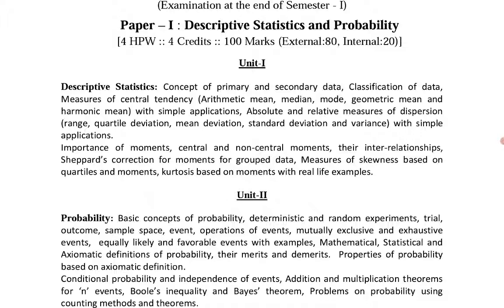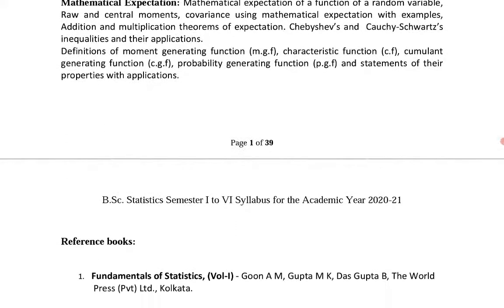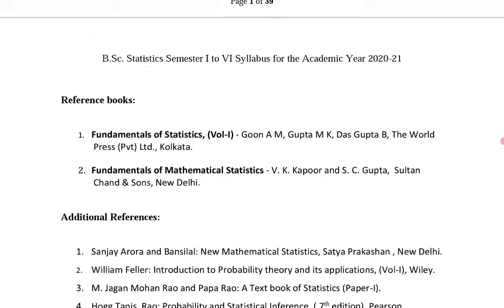Today we discuss the importance of moments, central and non-central moments, their interrelationships, Sheppard's correction for moments for grouped data, measures of skewness based on quartiles and moments, kurtosis based on moments, with real life examples.